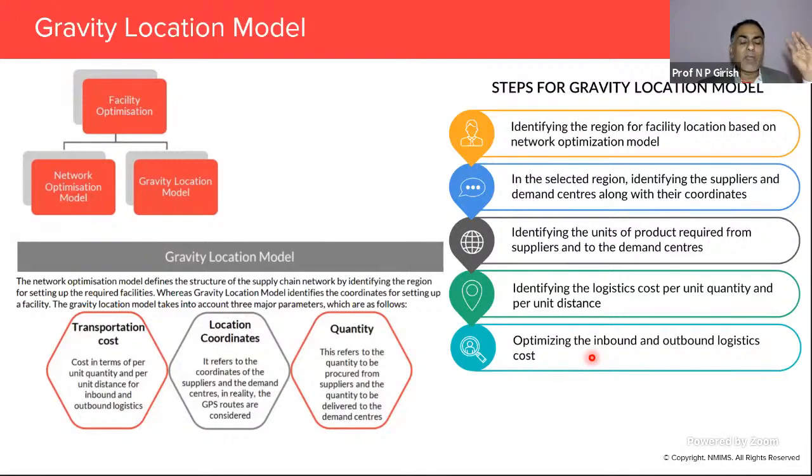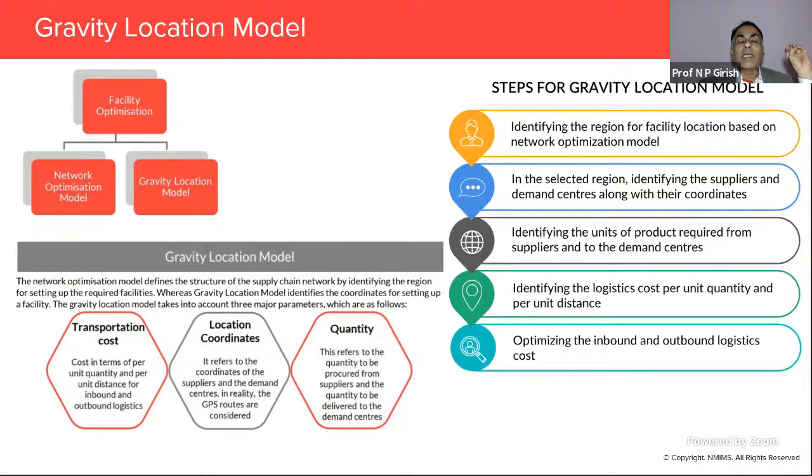Trust me, Solver we are only using to demonstrate. In a simple situation, Solver is okay. But normally when we ran something for our Saudi warehouse, it was a proper tool that we used. Then you optimize based on the inbound and the outbound logistics cost. Is the concept clear? So two facility optimization models: one is the network optimization model, the other one is the gravity location model.